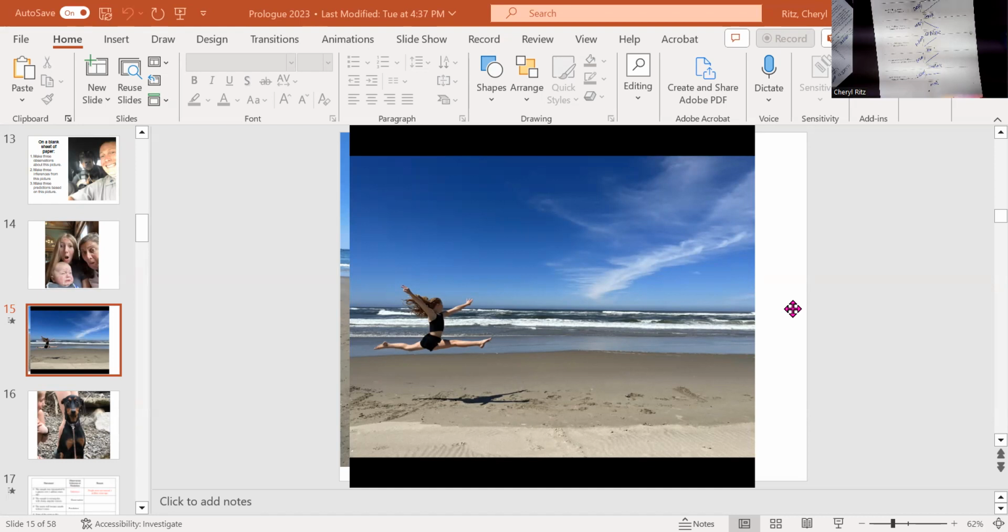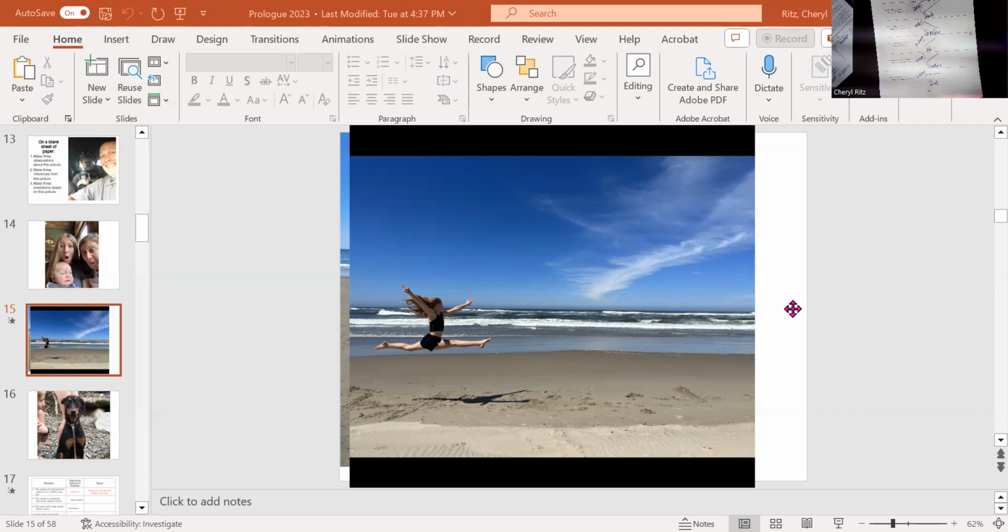Give me an inference, a guess based on this. It was hot. What made you think it was hot? The sun's out. The clothing they're wearing. The fact that they're on the beach. People don't typically go to the beach if it's cold. Perfect. Give me another one, somebody.